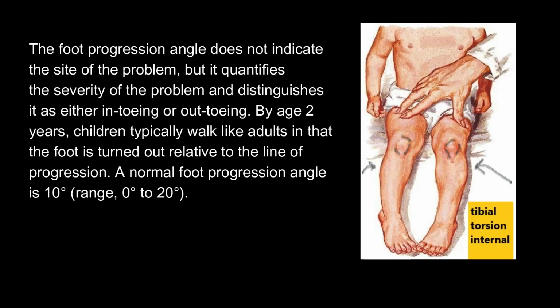The foot progression angle does not indicate the site of the problem, but it quantifies the severity of the problem and distinguishes it as either in-toeing or out-toeing. By age 2 years, children typically walk like adults in that the foot is turned out relative to the line of progression. A normal foot progression angle is 10 degrees, range 0 degrees to 20 degrees.